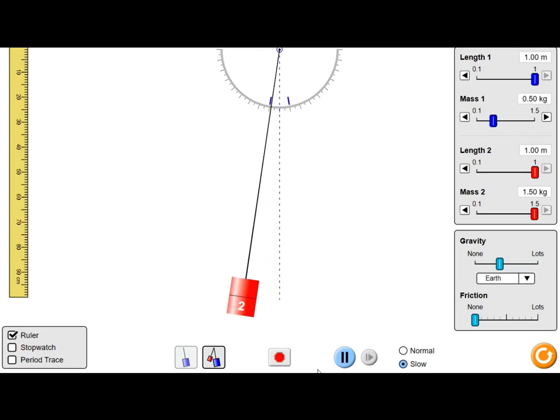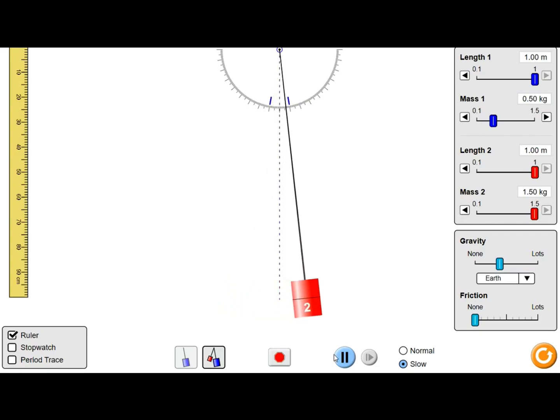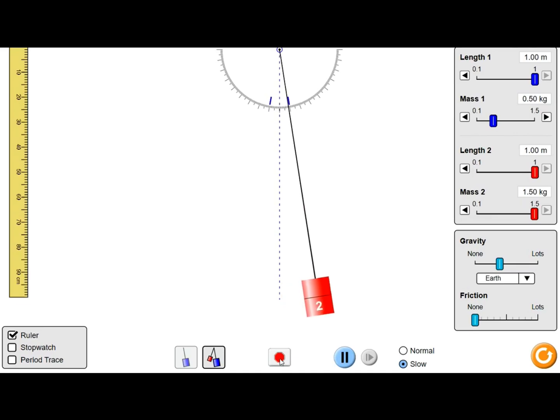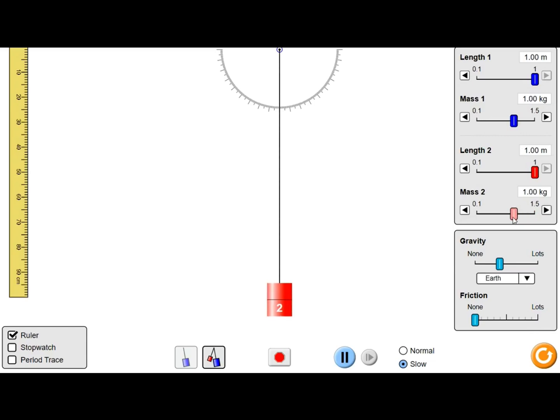Released. Good. And you notice they move identically to each other. So it doesn't matter how big the mass happens to be, they move identically. So mass has no effect on the period of a pendulum. Rather surprising. Well, something's got to affect the period. Do you guys remember what thing does in fact affect the period of a pendulum? Well, I'm going to bring the masses to the same again, 1 kilogram.